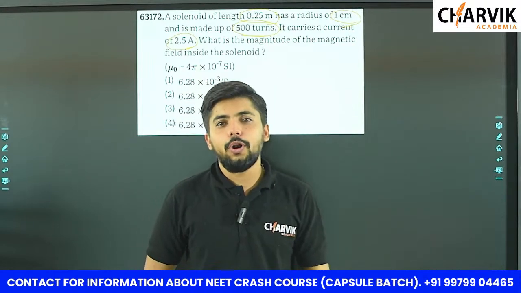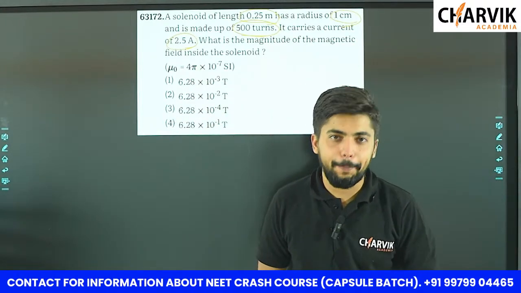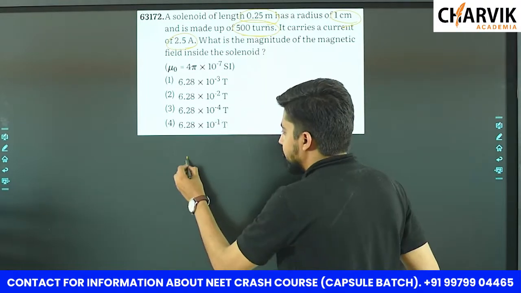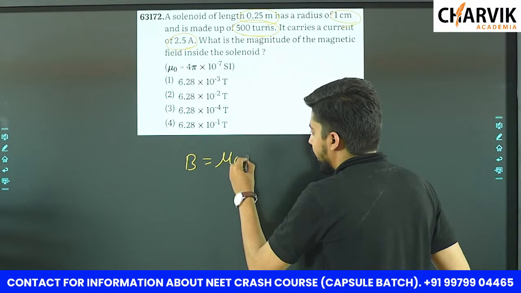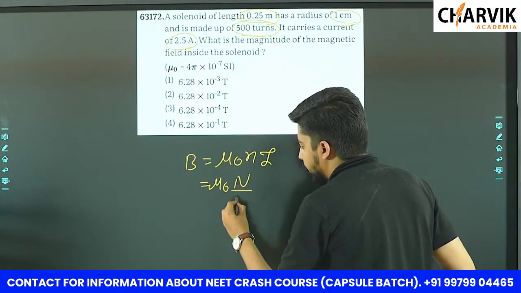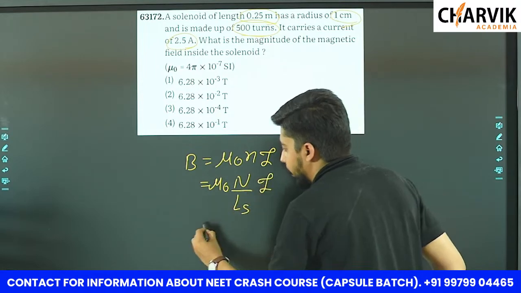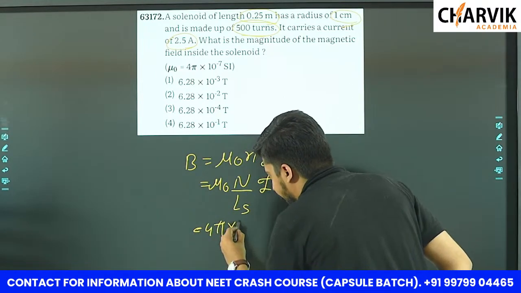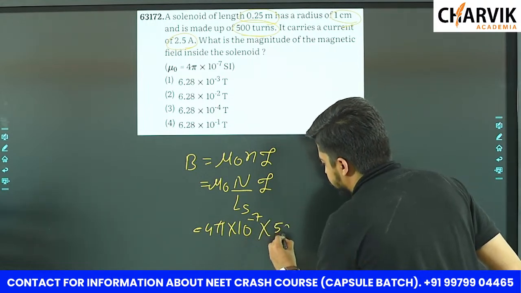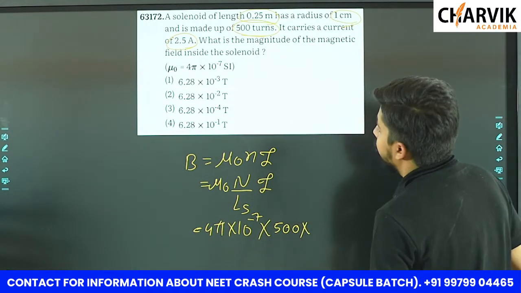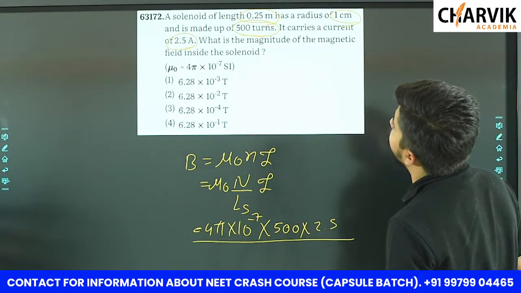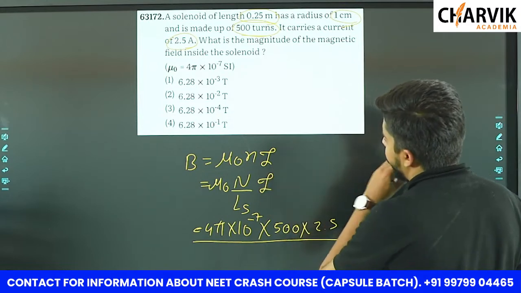We have gone through this almost 2 to 3 times in these 2 papers: the formula of the magnetic field inside the solenoid is B is equal to mu naught n I, where small n is equal to the total number of turns divided by the length of the solenoid, into current I. This is equal to 4 pi into 10 raised to minus 7, into the total number of turns, which is 500, into the current 2.5, divided by the length of the solenoid. The length of the solenoid is 0.25.